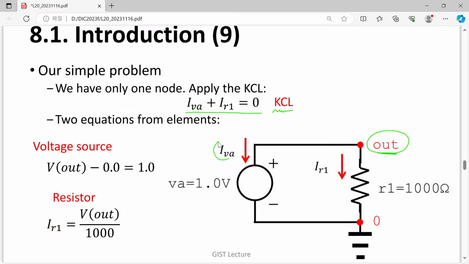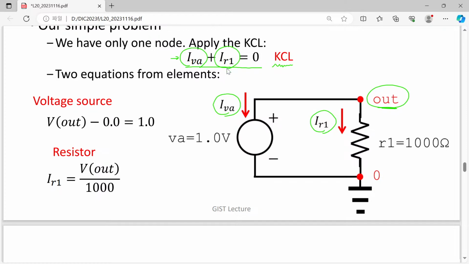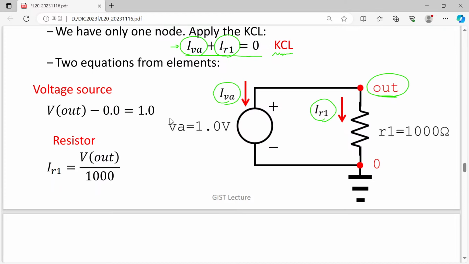So here we have V, I sub VA, I sub R1, A should be 0. And of course, that's true, but the natural question is, what is I sub VA? And what is I sub R1? That should be answered. Nodal analysis simply means that you don't care about it. Just consider the properties of each element. That will give you the answer.